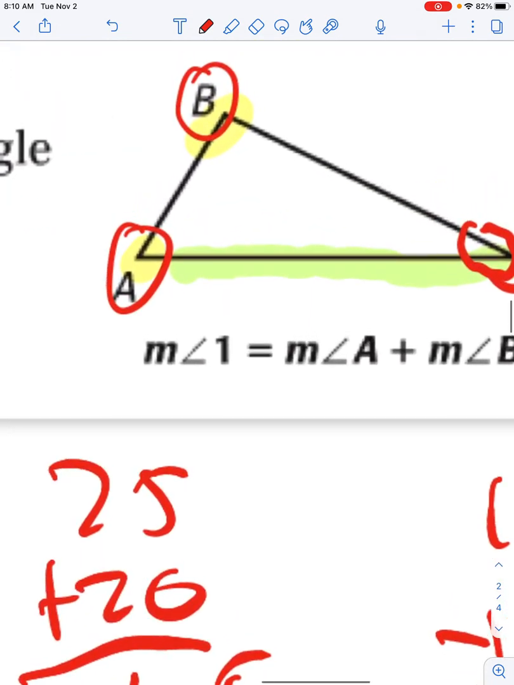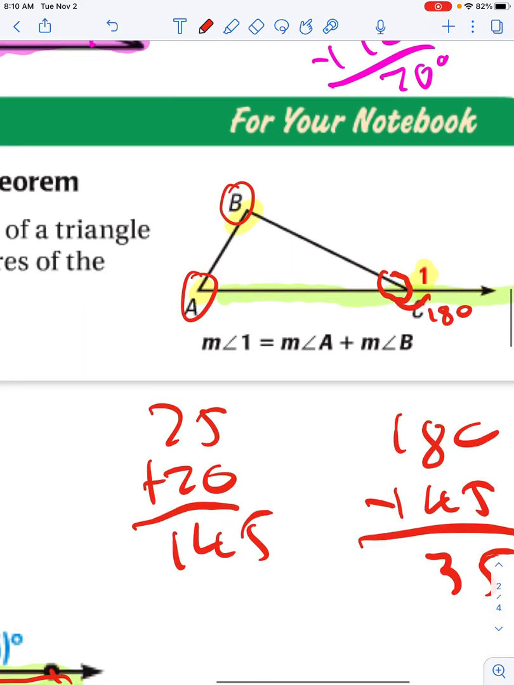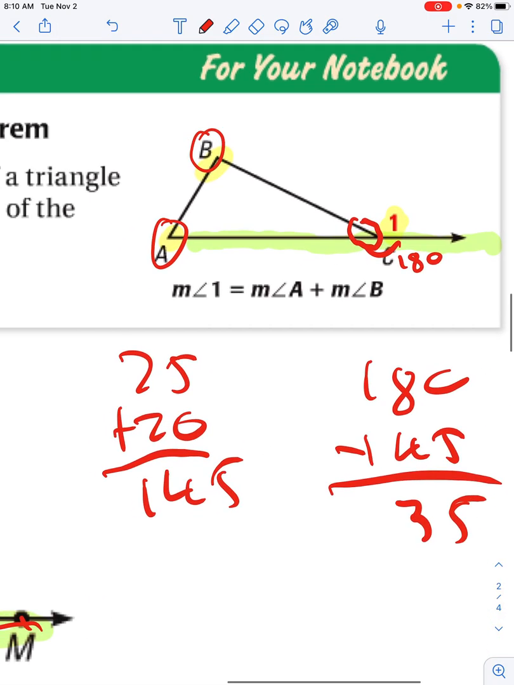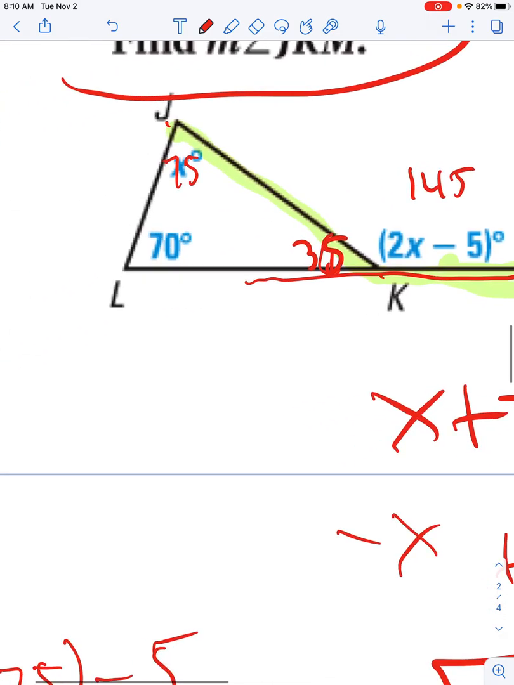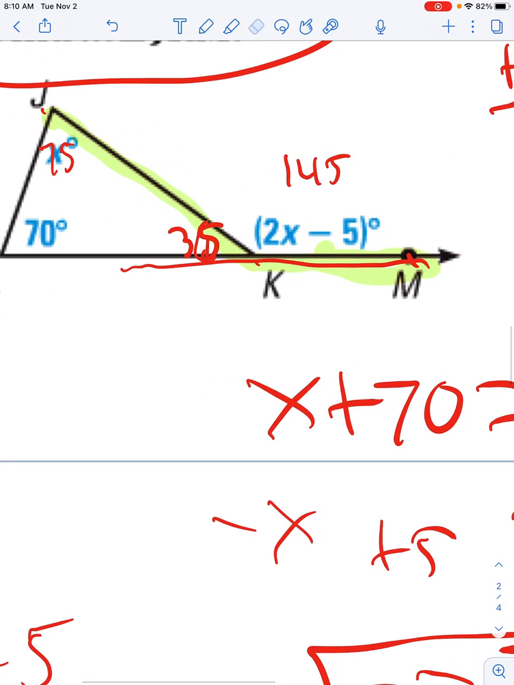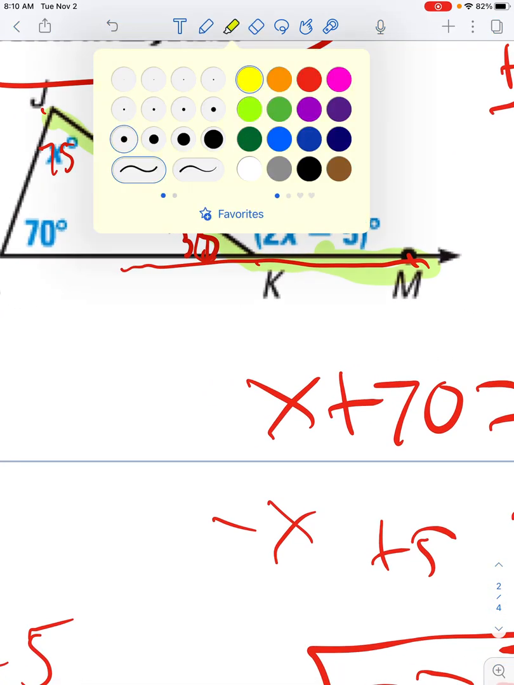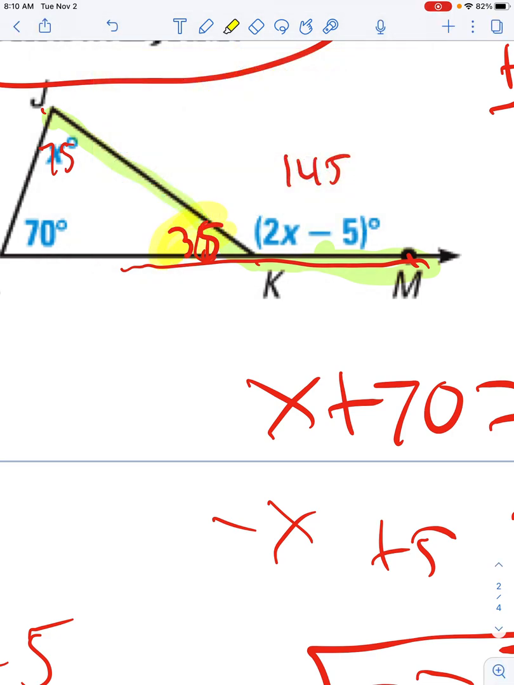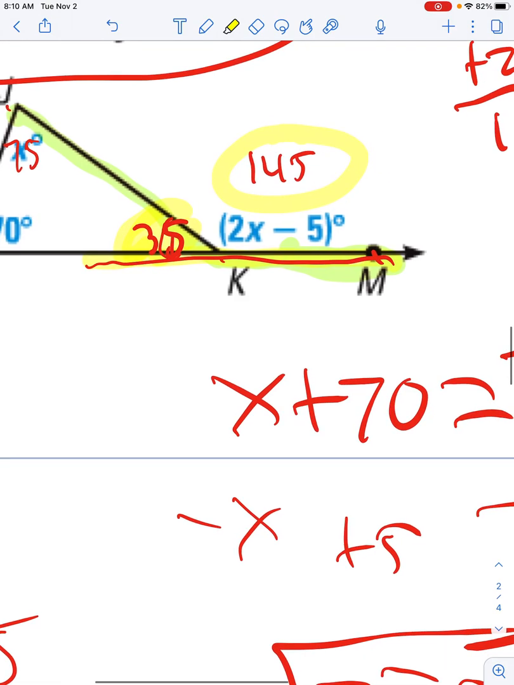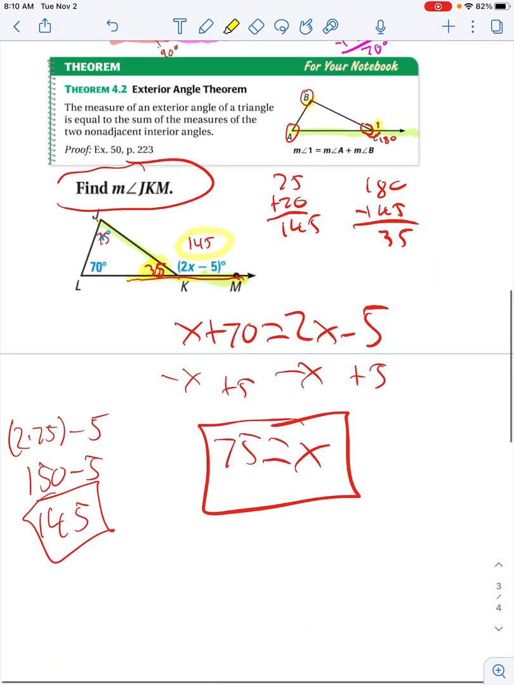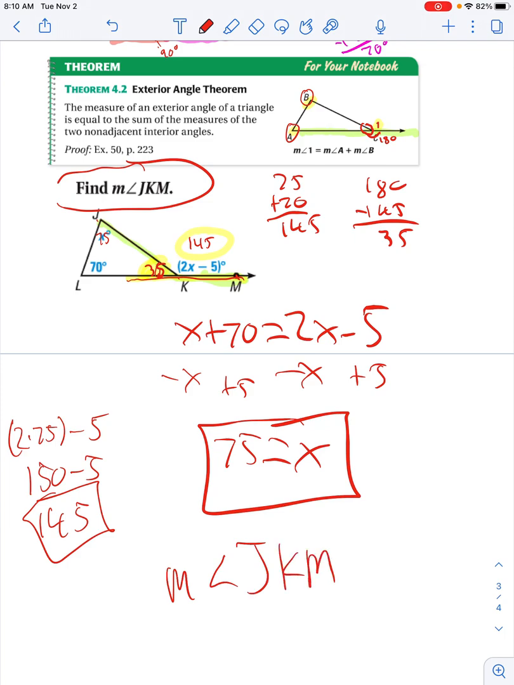So there's two ways to think about it. You can think about it like this, where I take angle A plus angle B, and it's going to equal my exterior angle. Or you think about it like saying, I'm trying to figure out this third angle, which we found was 35. Once I figured out it was 35, I knew it created a straight line, which was 180. Therefore, angle JKM is 145 degrees.